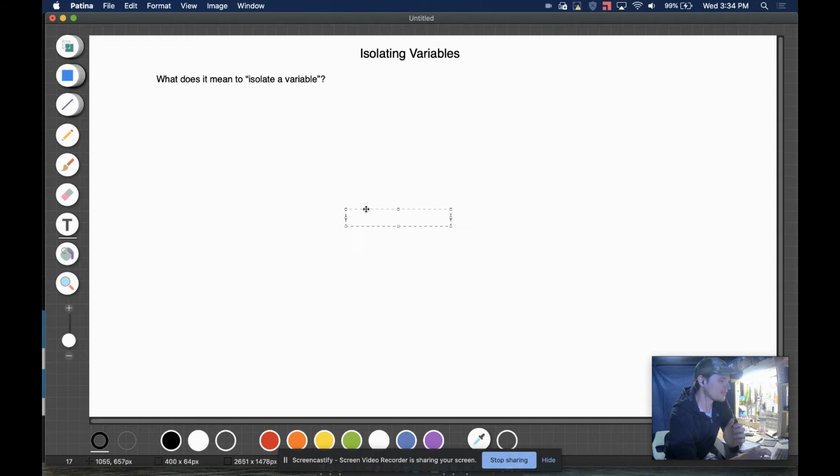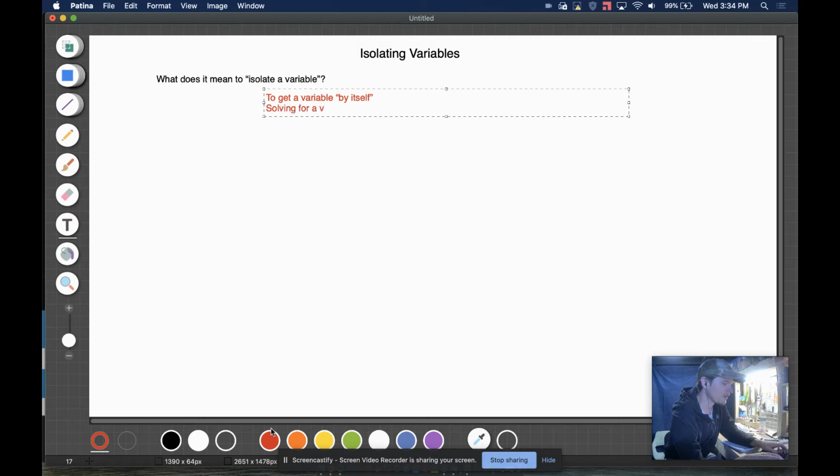So isolating a variable, what do I mean? What does it mean to isolate a variable? Well, it very simply means to get a variable by itself. That's another term you might have heard of. You might have heard it also referred to as solving for a variable. Okay, so those are two ways you can think of it. When you say isolate a variable, it's getting the variable by itself or solving for a variable.